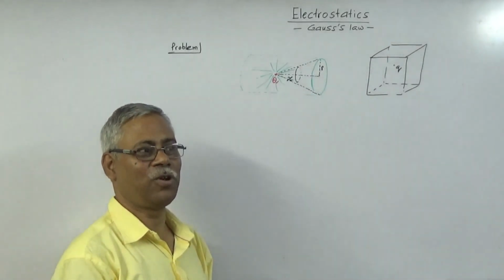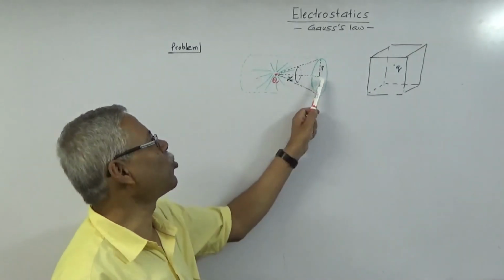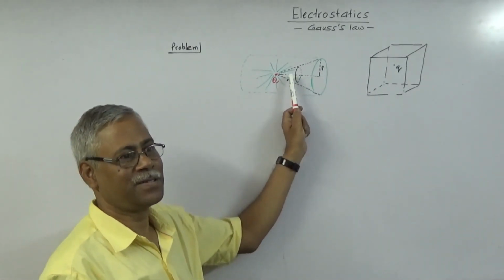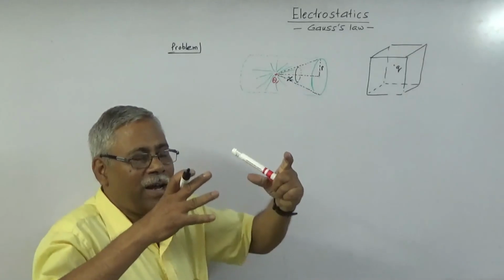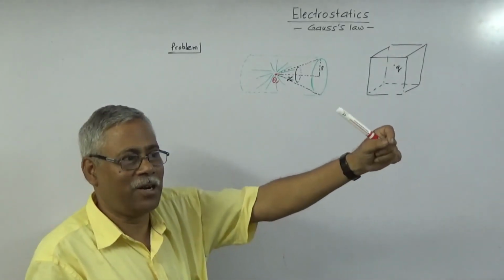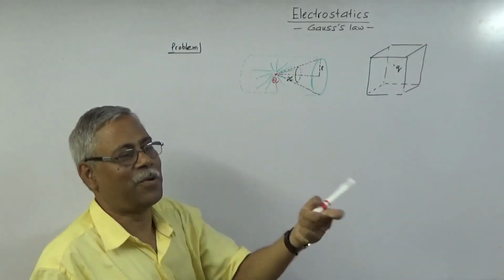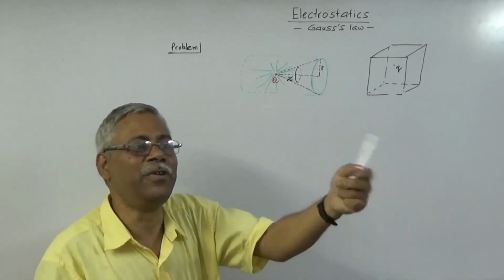I think you have understood how to solve the problem. Just calculate the solid angle subtended by this. Then you know, for 4 pi solid angle, the amount of flux is Q by epsilon naught. For this much solid angle, the amount of flux is this. Simple unitary method.